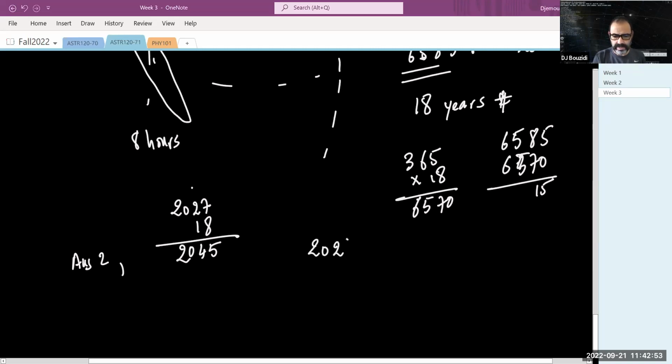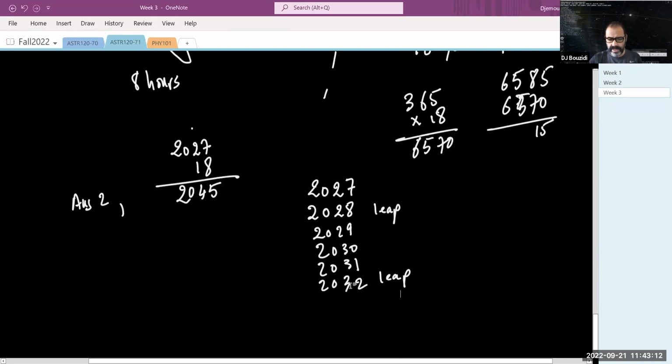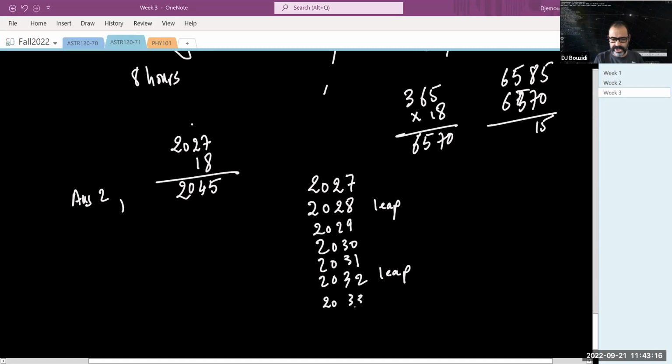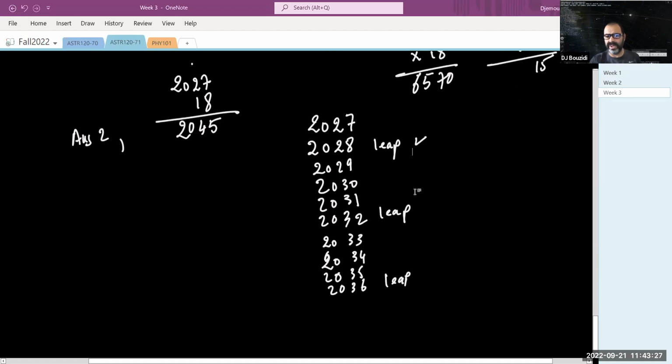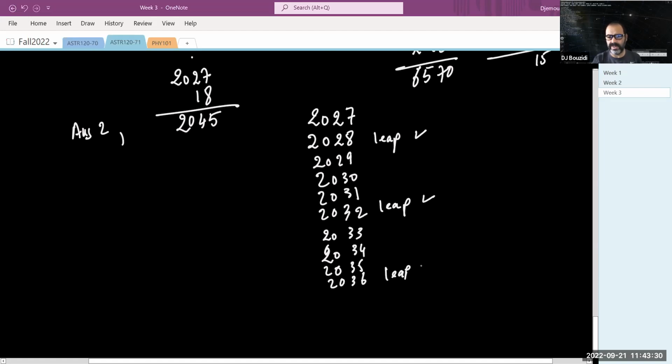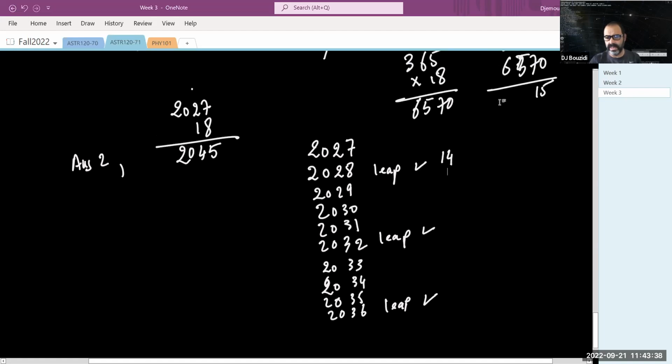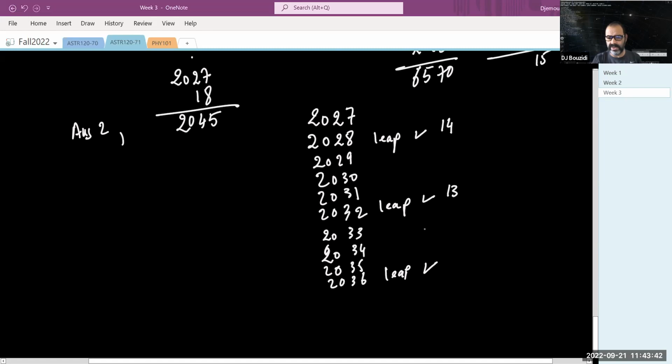So from 2027, the next year is 2028. This year is actually a leap year. Then 2029, 2030, 2031, then 2032, which is also a leap year. Then after that, 2033, 2034, 2035, and the year 2036 is also a leap year. So there is an extra day in each of these that needs to be consumed from the 15 days. In here I would be left with only 14 days from that difference, then 13 days after I consume the day for this leap year, and then 12 days from that leap year.